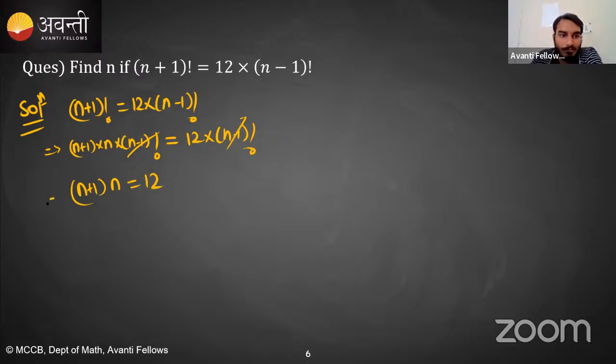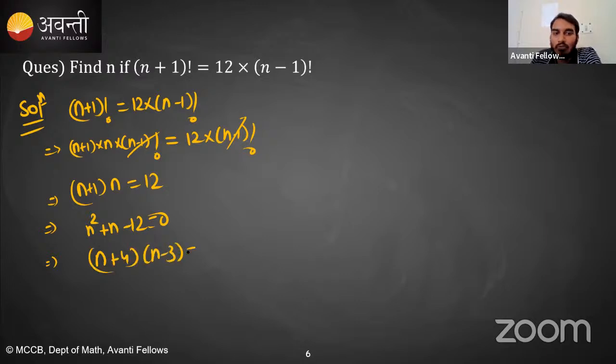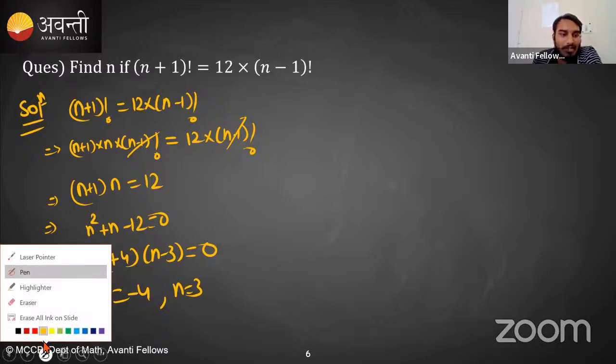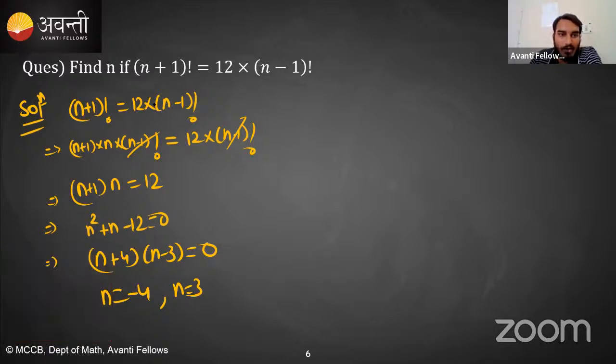So n square plus n minus 12 is equal to 0. Now it can be factorized: n plus 4 into n minus 3 is equal to 0. So n is equal to minus 4 or n is equal to 3. But tell me, since factorial must be defined, n equal to minus 4 will be rejected.